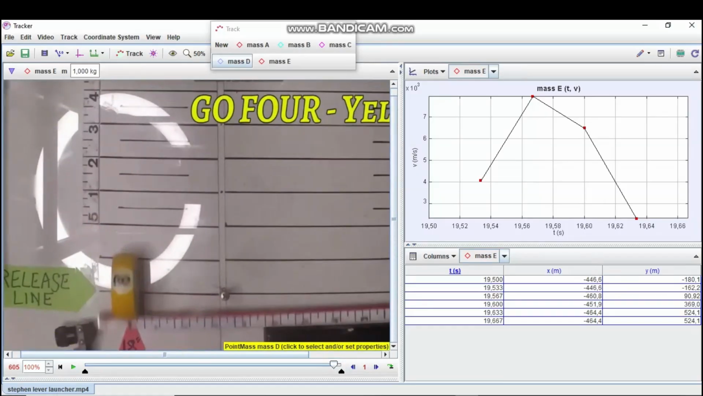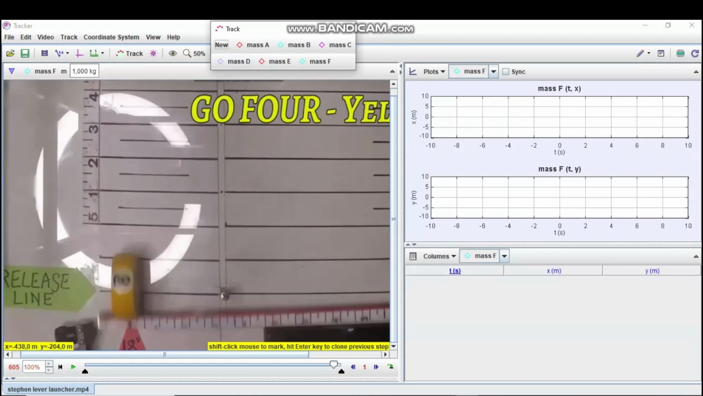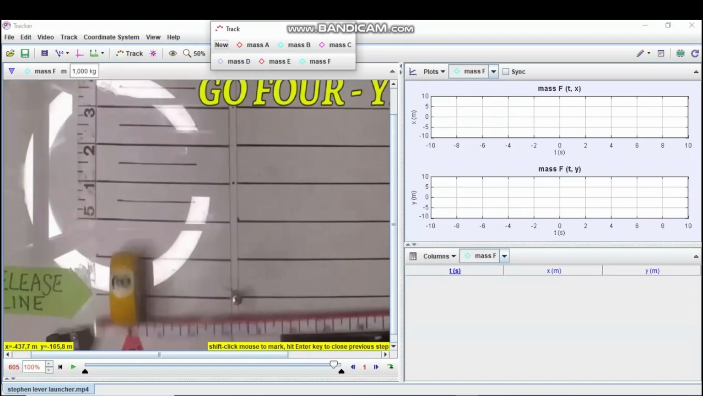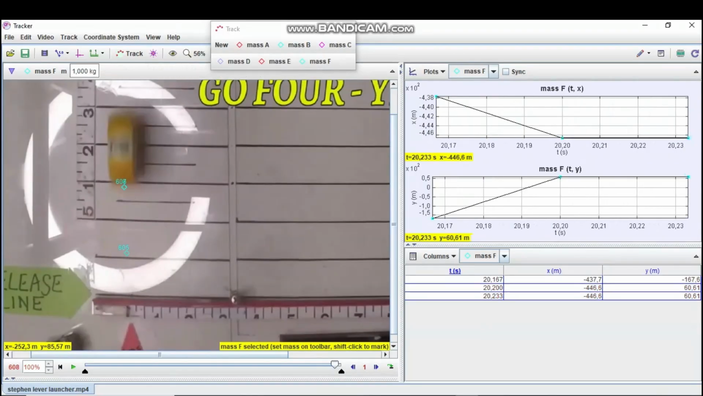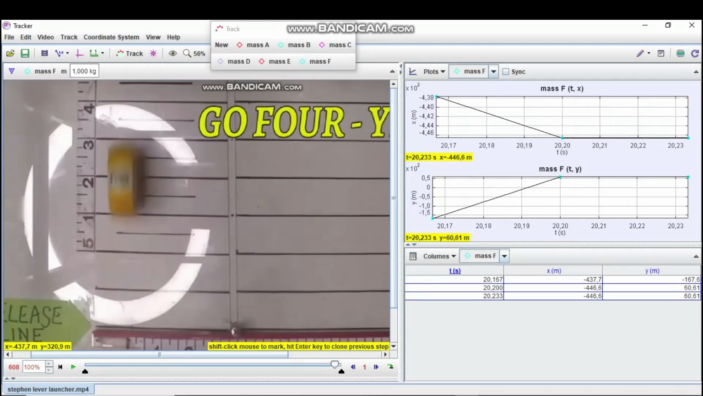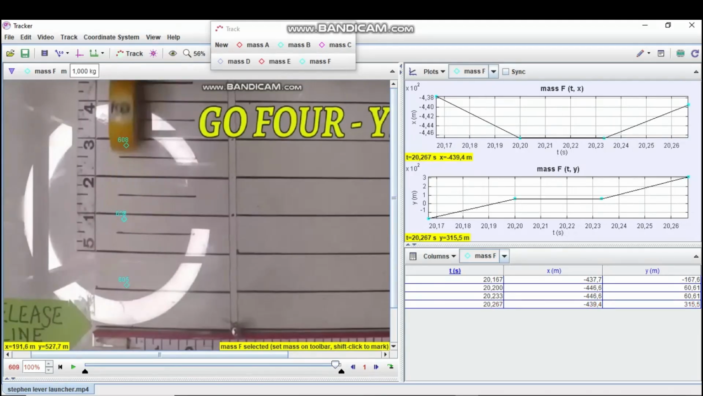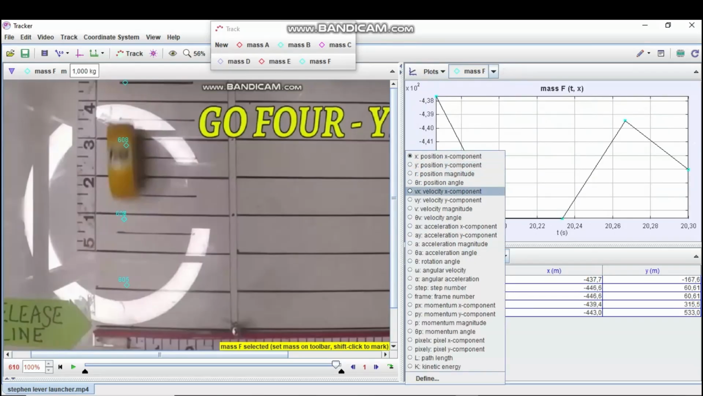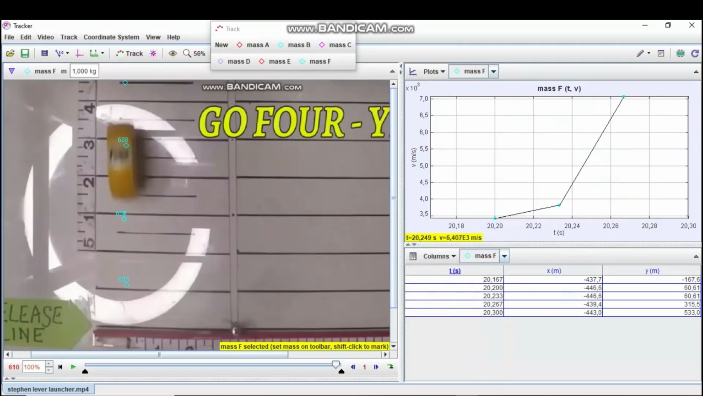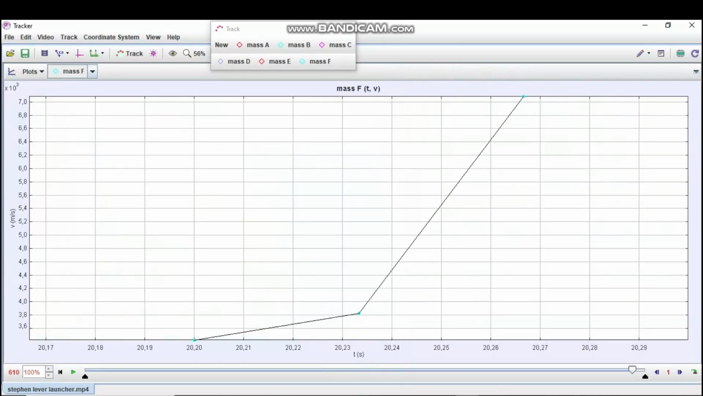Yes. Add the new track. Here we go. Zoom in. Okay. And then the last one. And there we go. It's only a couple of frames. So now we have all the graphs.